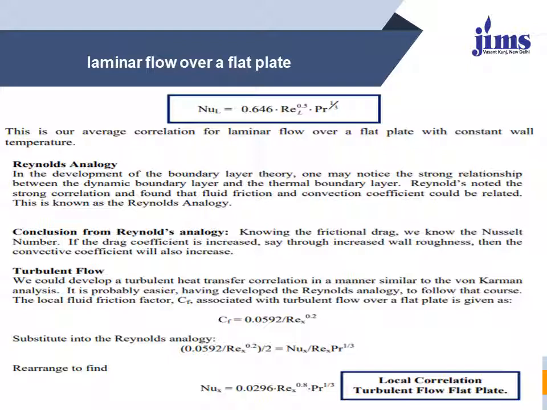Finally, we get the local Nusselt number equal to 0.0296 multiplied by Reynolds number to the power 0.8 and Prandtl number to the power 1/3. This is the final derivation of the local Nusselt number for turbulent flow over a flat plate. For laminar flow, the average Nusselt number is 0.646 multiplied by Reynolds number to the power 0.5 and Prandtl number to the power 1/3. These two relations are very important, and we use them frequently when we solve numerical problems.